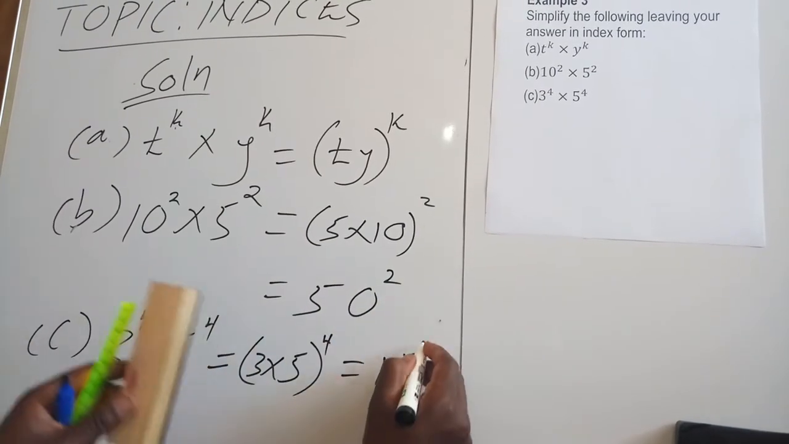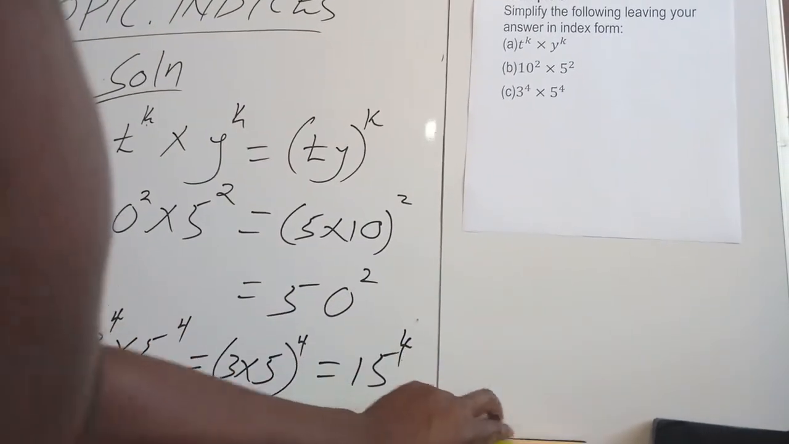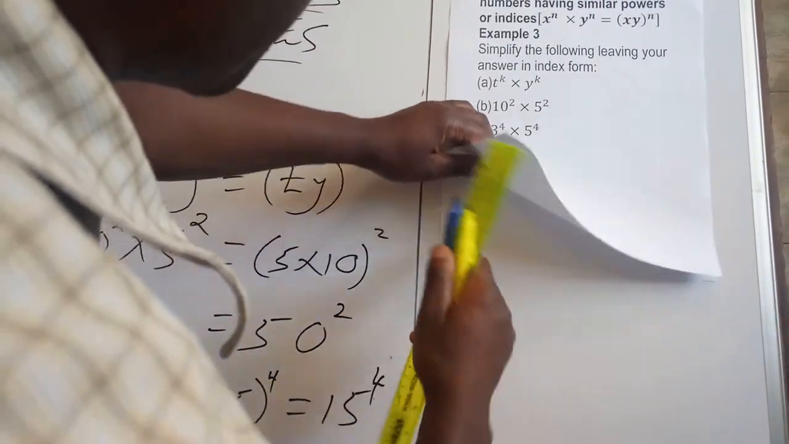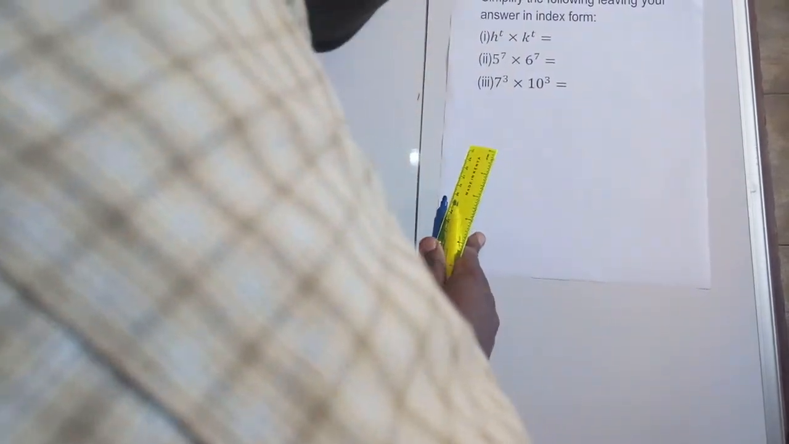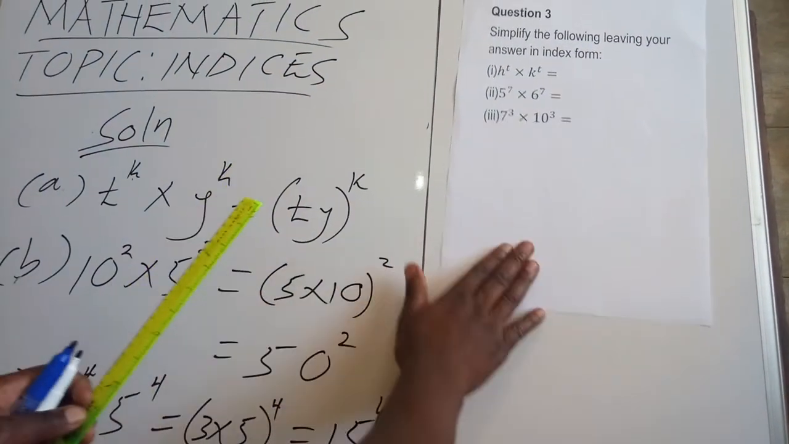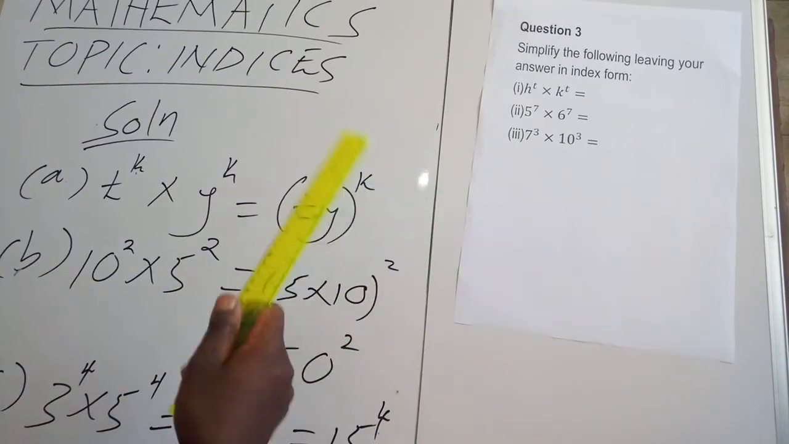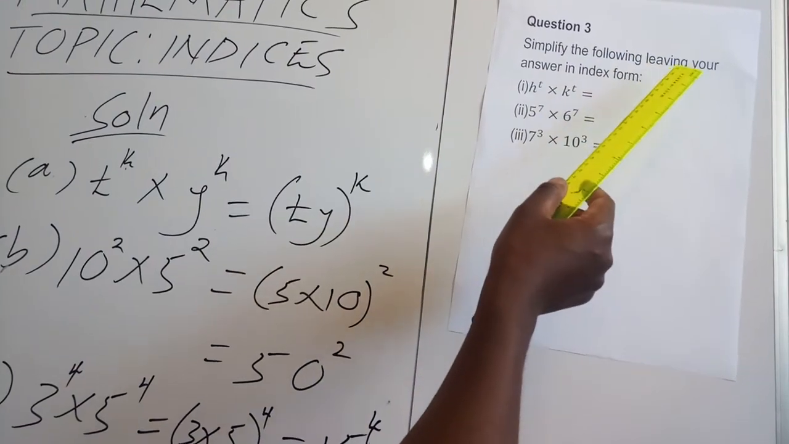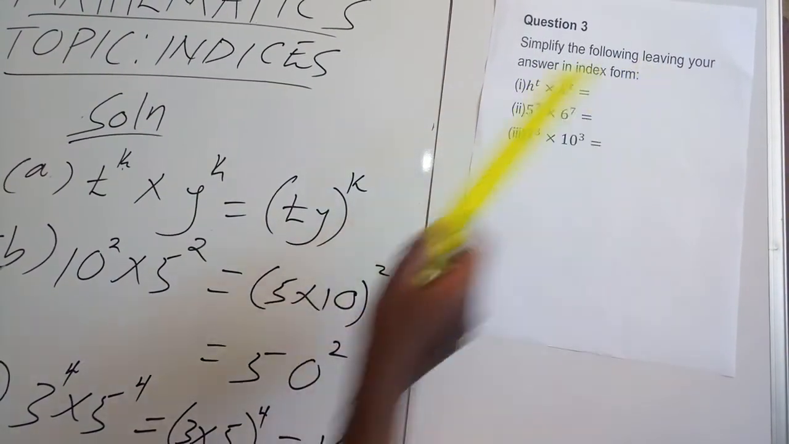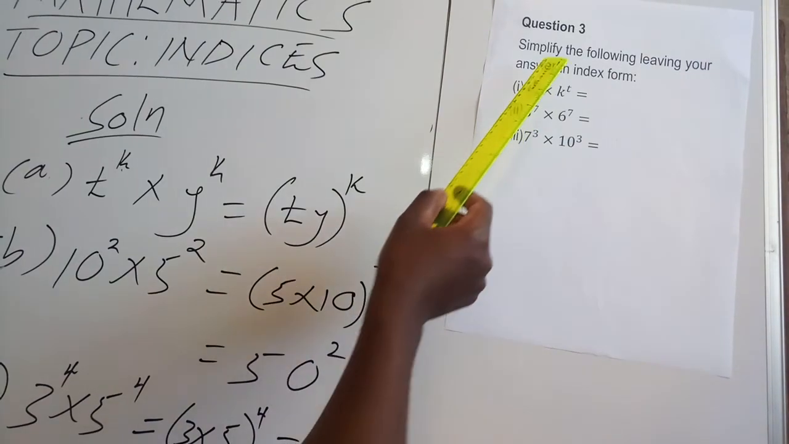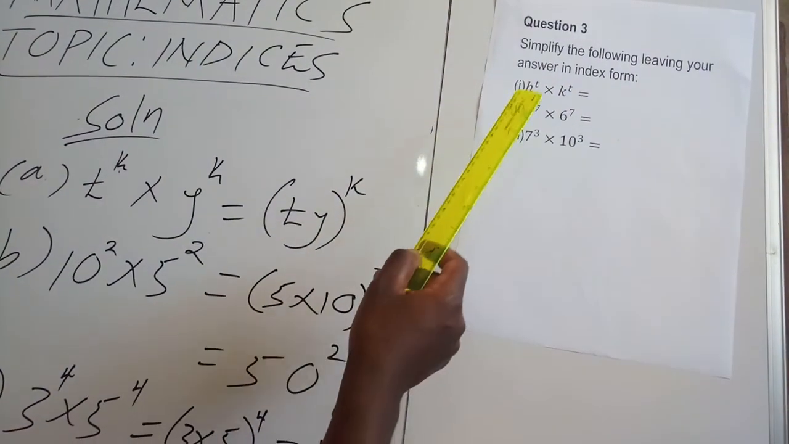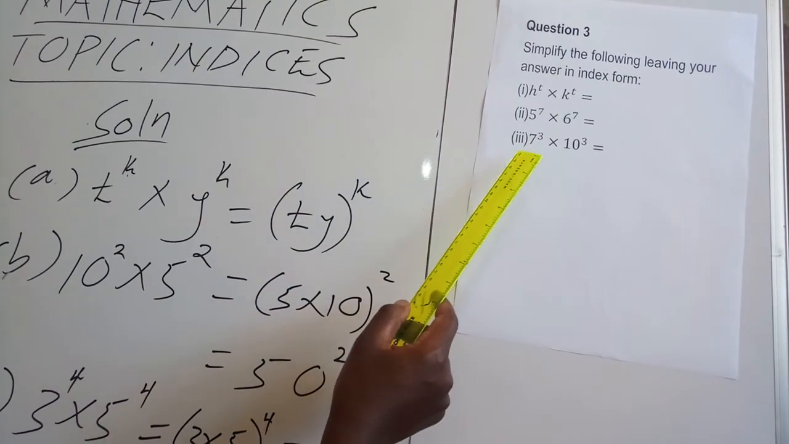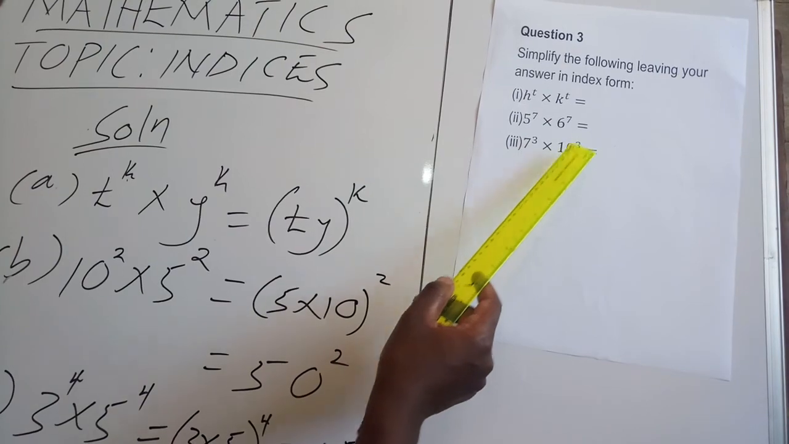So that marks the end of the coverage of our third law. As usual, I will leave you with some questions to try, just to confirm if you have understood what you have just learned. Question 3 is simplify the following, leaving your answer in index form. Roman 1, h power t times k power t. Roman 2, 5 power 7 times 6 power 7. And Roman 3, 7 power 3 times 10 power 3.